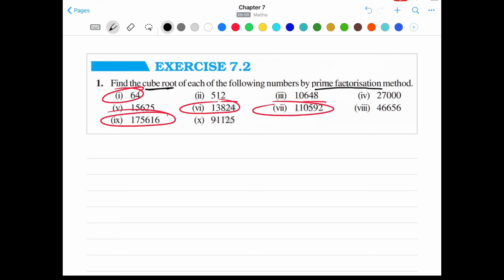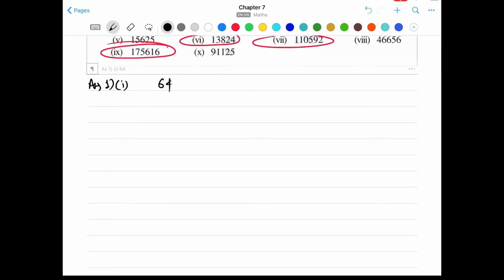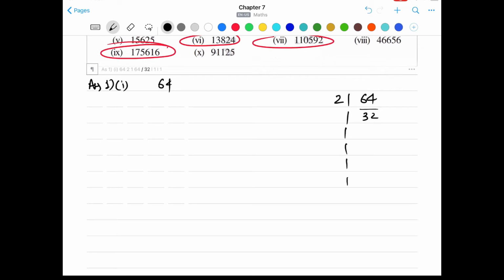Okay, so let's start with the first one. This is answer number 1, part 1. The number given to us is 64. First, as we are asked to find its cube root through the prime factorization method, what we're going to do is first find its prime factors. Write the number 64 here. Let's divide this number first by 2 because it's an even number, so we'll get 32 here. Again dividing by 2 you will get 16. Again dividing by 2 we'll get 8, and again dividing by 2 we'll get 4. Again dividing by 2 we'll get 2, and one more time dividing by 2 we'll get 1.